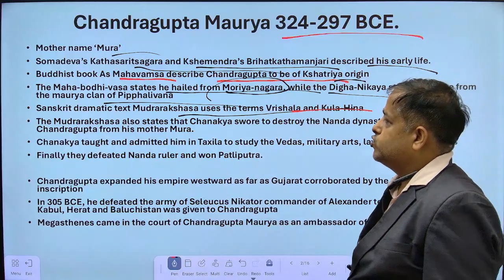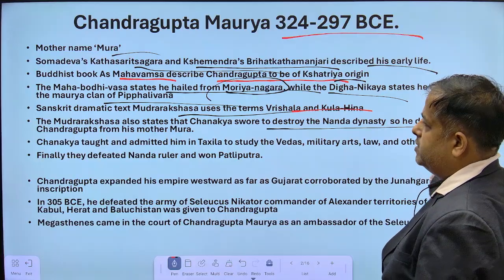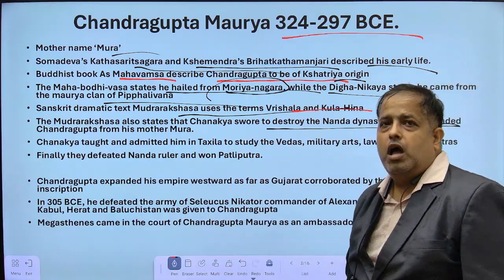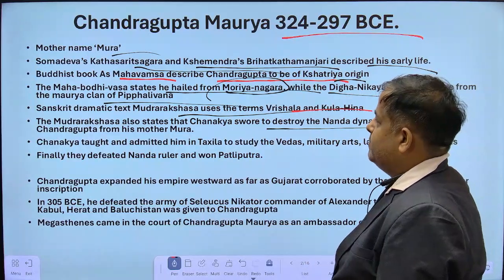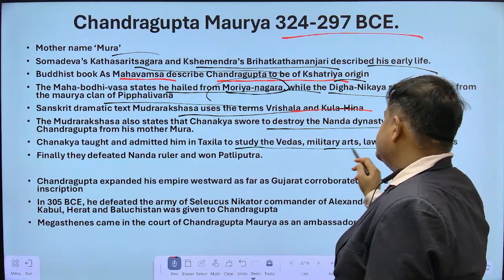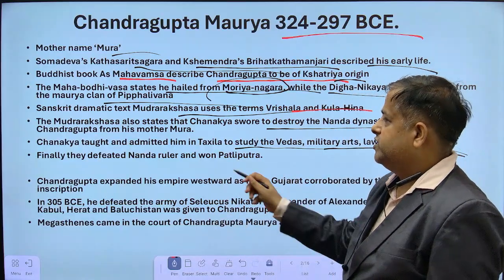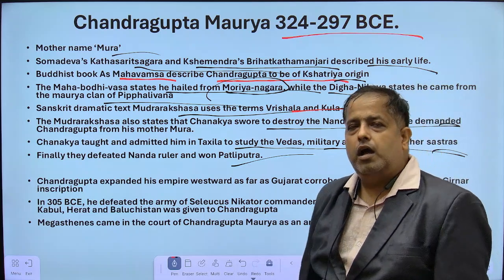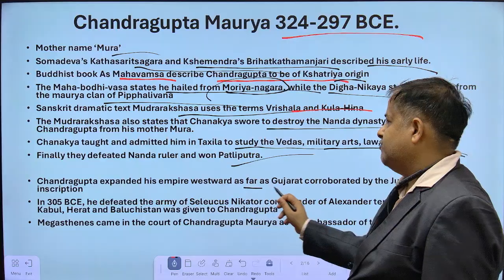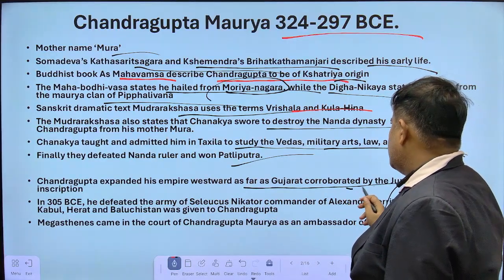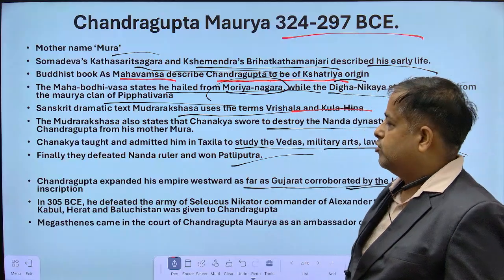The Mudrarakshasa also states that Chanakya swore to destroy the Nanda dynasty, so he took Chandragupta from his mother Mura and turned that child into a warrior. Chanakya taught him, admitted him to Takshila, and provided study of the Vedas, military arts, law and other shastras. Finally they defeated the Nanda ruler, won Pataliputra and declared it the Mauryan capital. Chandragupta expanded his empire westward, and the Junagadh Girnar inscription corroborates that Gujarat was part of the Mauryan Empire.